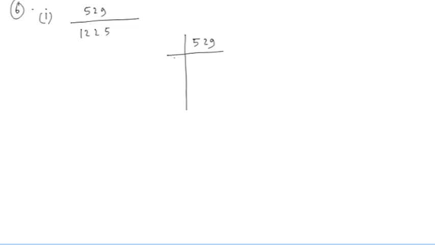And question number 6, find the square root of the following fractions. So how to find the square root of a fraction? First is 529 upon 1225. Simply we will find the prime factors of 529 and 1225 separately. So 529 is the square of 23.